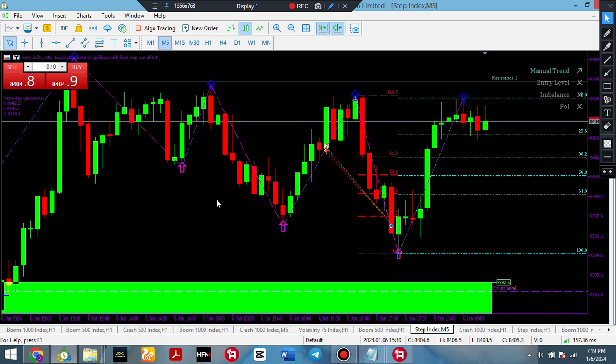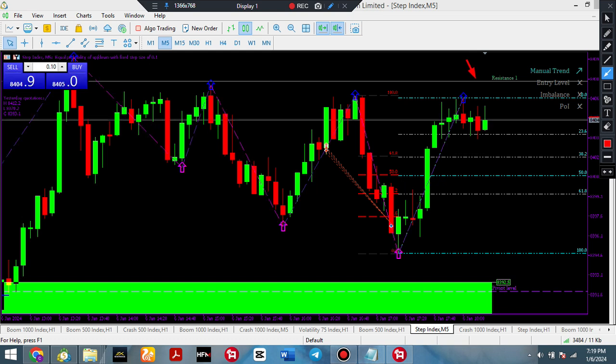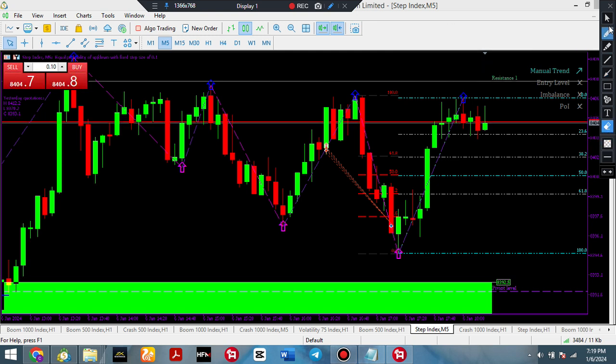Now you can see that at the top, you can see resistance. So this resistance is not only on M5. When you go to the H1, you also see that it is there, indicating that price is at a resistance zone. That is why I told you that before you notice those patterns, price must have gotten to a certain level showing a rejection.